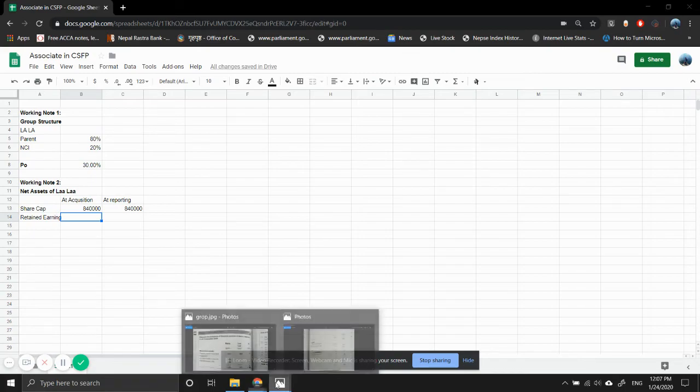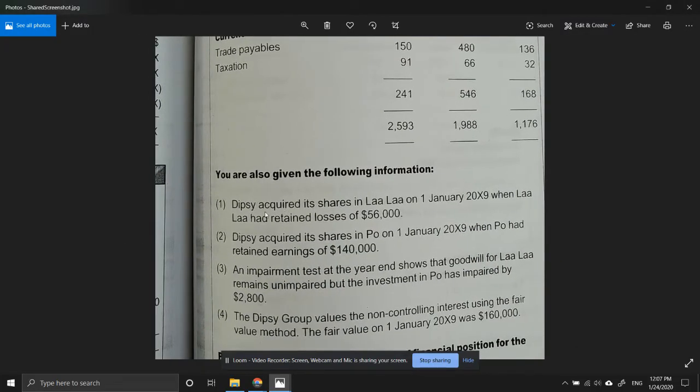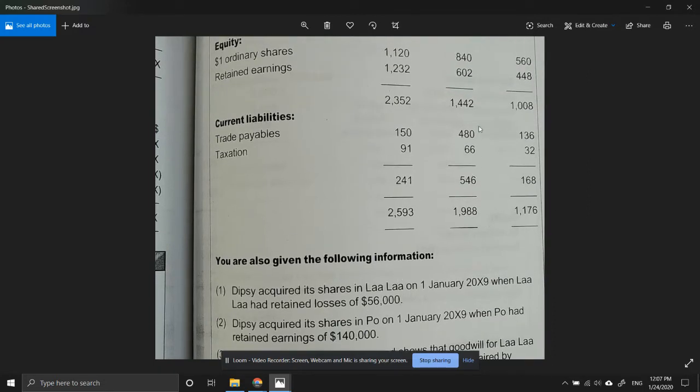So in case of retained earning, the question clearly mentions that Dipsy acquired its shares in Lalala on 1st Jan 20x9 when Lalala had a retained loss of 56,000. So minus 56,000. That retained earning has improved and then it has gone to 602,000. Okay, so 56 and 602.